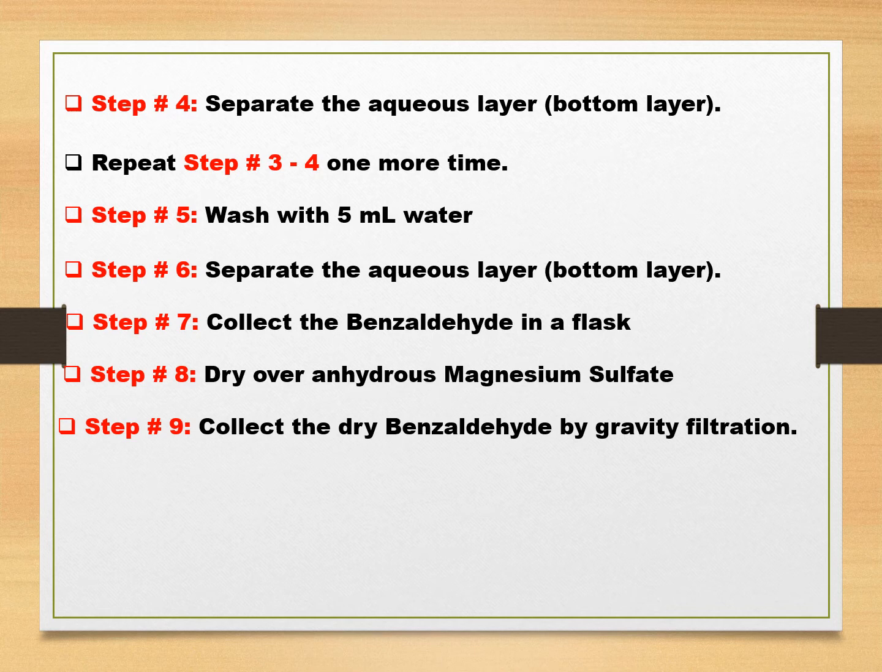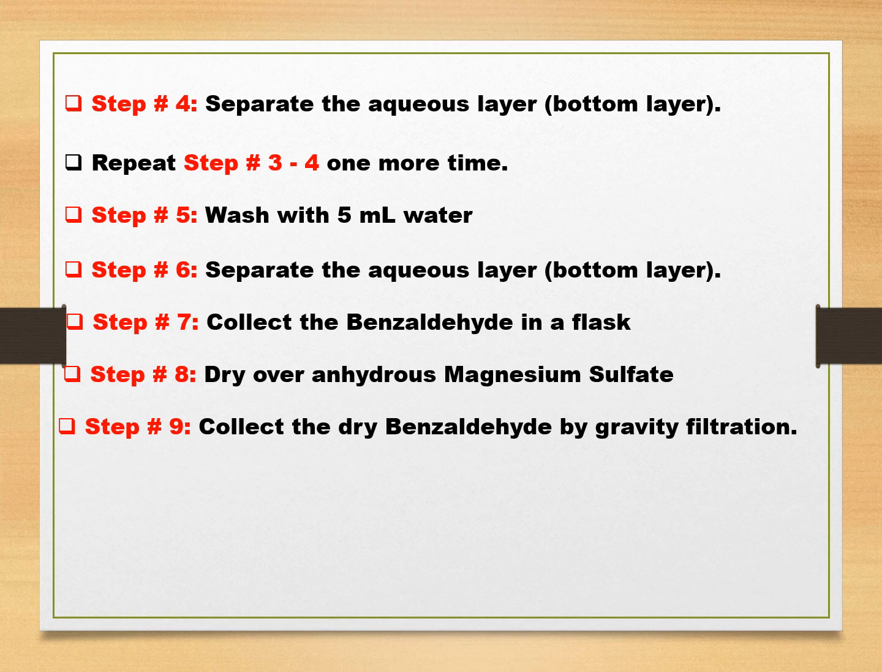So we can do this 3 or 4 times, as much as possible, by just separating the aqueous layer. Every time you add the sodium bicarbonate solution, you'll have 2 layers. The bottom layer is the aqueous layer containing the benzoate salt, and you can remove it very easily by opening the separatory funnel cork or the adjuster at the bottom.